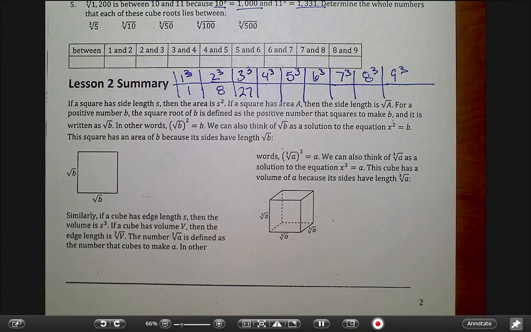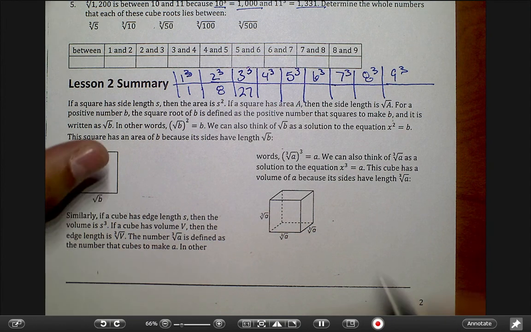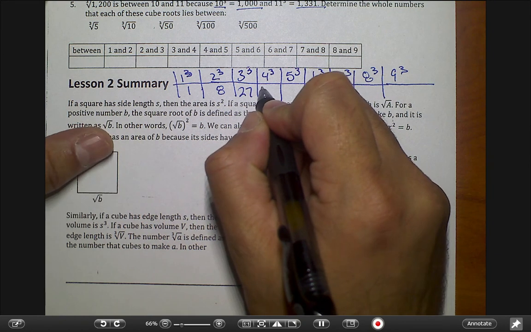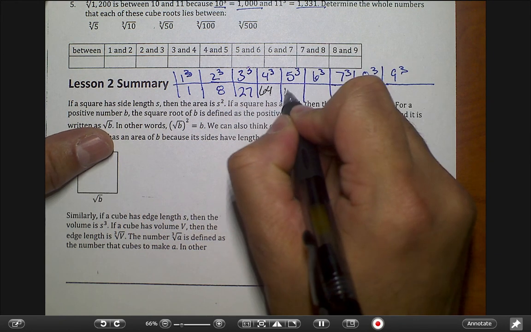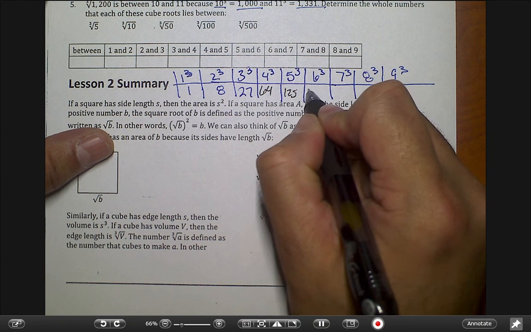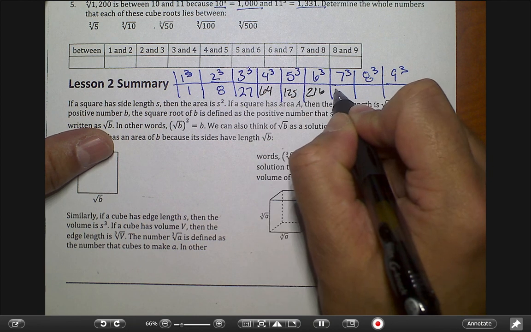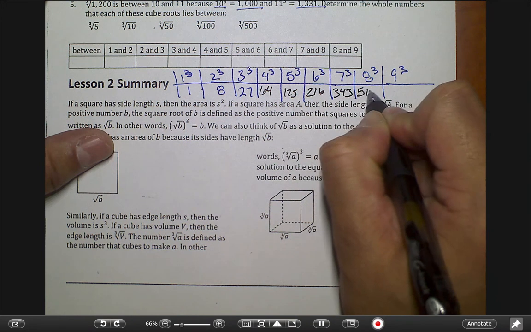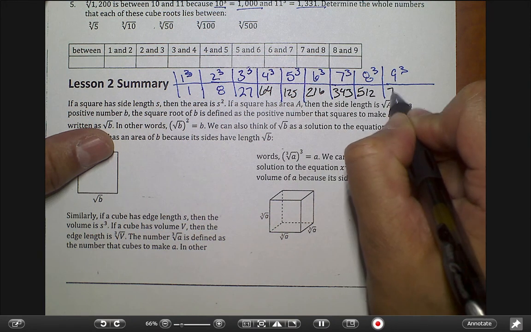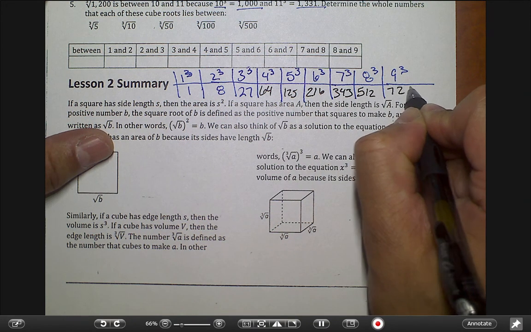All right, should be about there. Class. Oh, that's so weak. Class. Oh, still weak. Anyway, 4 cubed. 64. 5 cubed. 6 cubed. 7 cubed. 8 cubed. 9 cubed.